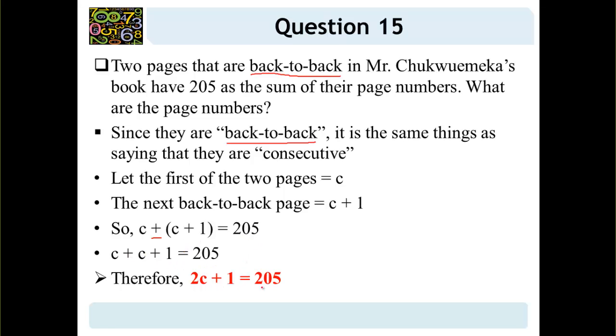So you can solve it. C plus C is 2C, then plus 1, equal to 205. Then you solve it.